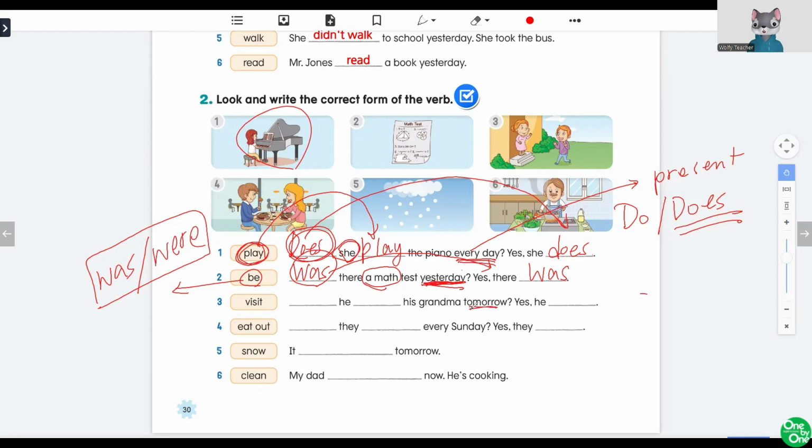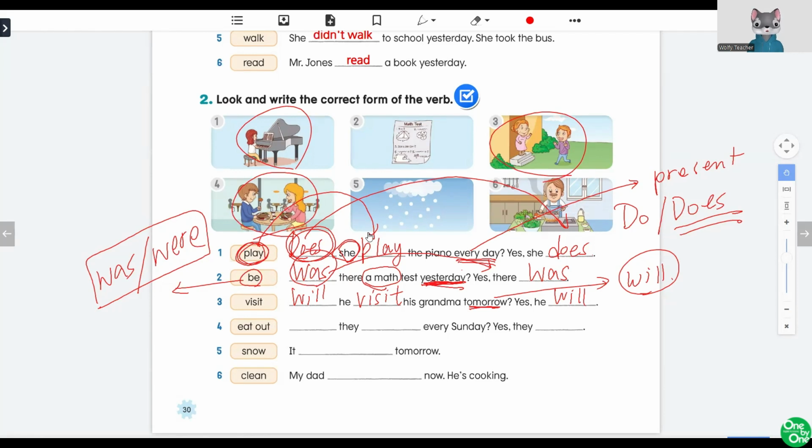So, this is tomorrow. Remember, we need to use the word will, right? So, will이니까 will로 질문을 물어보자. Will he, and the original word, will he visit his grandma tomorrow? Look at him. Yes. will로 질문했으니까 yes, he will. Fantastic.